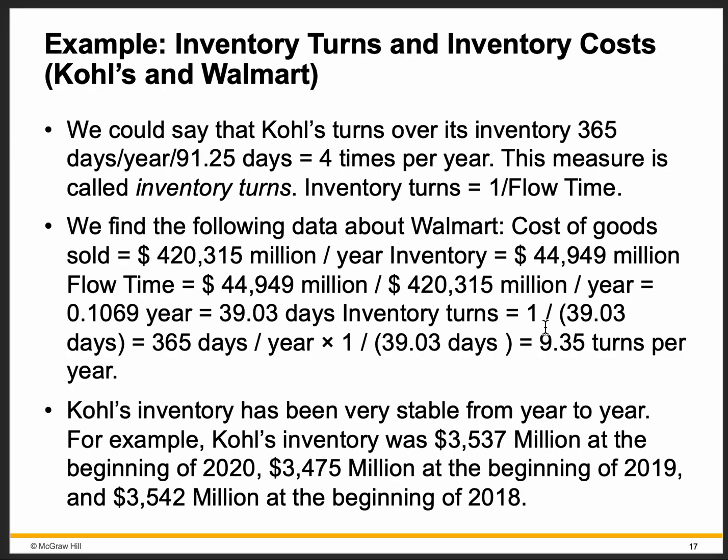We can do a similar calculation, and you'll notice that Walmart's inventory turns is 9.35 turns per year. Kohl's inventory is very stable from year to year. For example, Kohl's inventory was 3.575 million in 2020, 3.475 million in 2019, and so on. So it's pretty stable year over year. So that's something to keep in mind. But either way, this is how you calculate inventory turns, right? You calculate the flow time for a dollar to get converted from investment to revenue, and then you divide 365 by that number. It will give you the inventory turns per year.